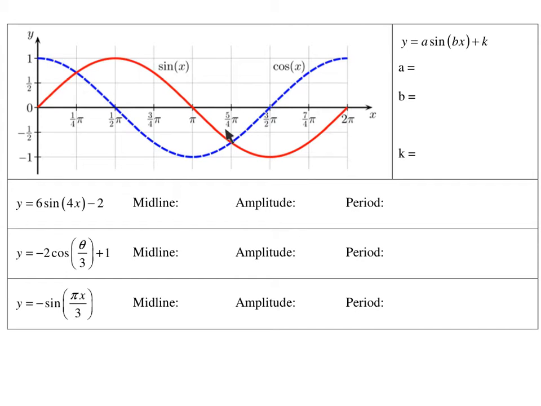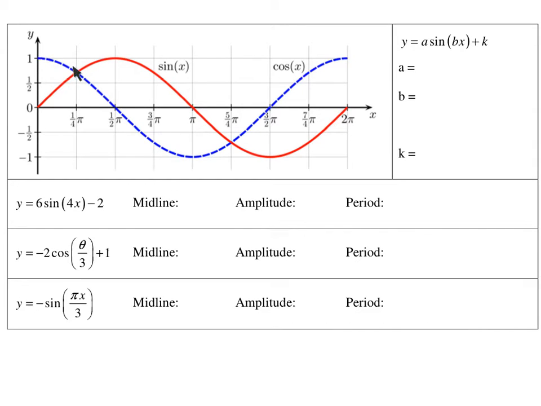So right here we have the sine and cosine graphs. And you have to be able to spot the difference between a sine and a cosine. I know sine is red, cosine's blue. But an important difference between sine and cosine is that sine always starts and ends at the midline, whereas cosine starts and ends at the max, depending on if it flips.